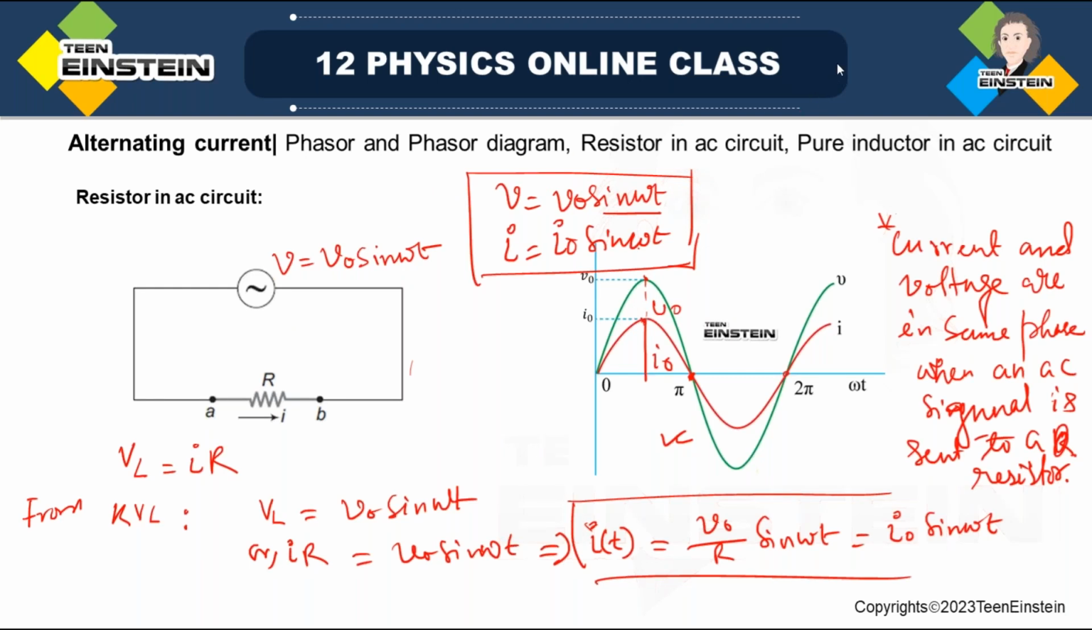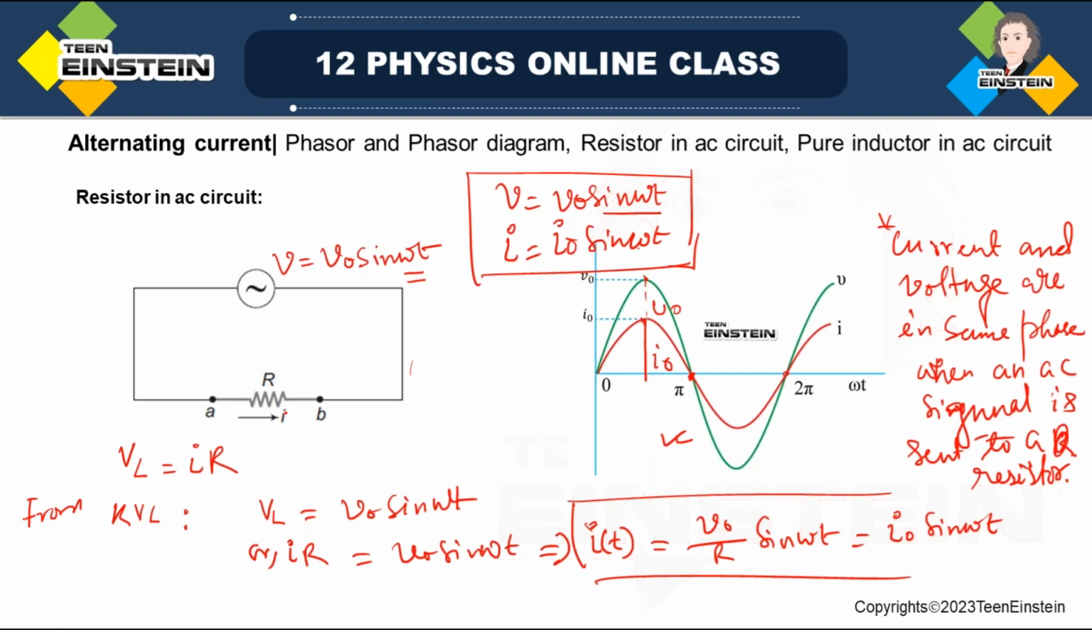So if a resistor is connected in an AC circuit and an alternating voltage V is equal to V0 sin omega t is passed through the resistor having resistance R, we see that the voltage drop across the resistor will be IR if I is the current passing through the resistor. Actually, this arrow is not for the current, just to show that current is passing.